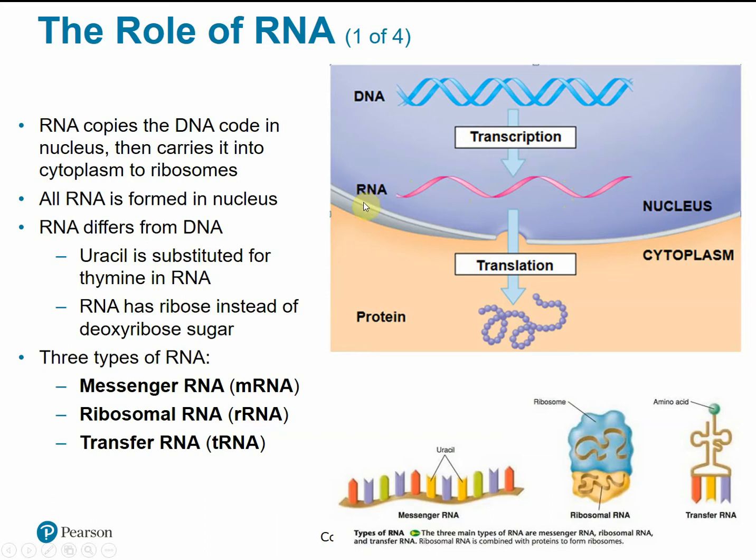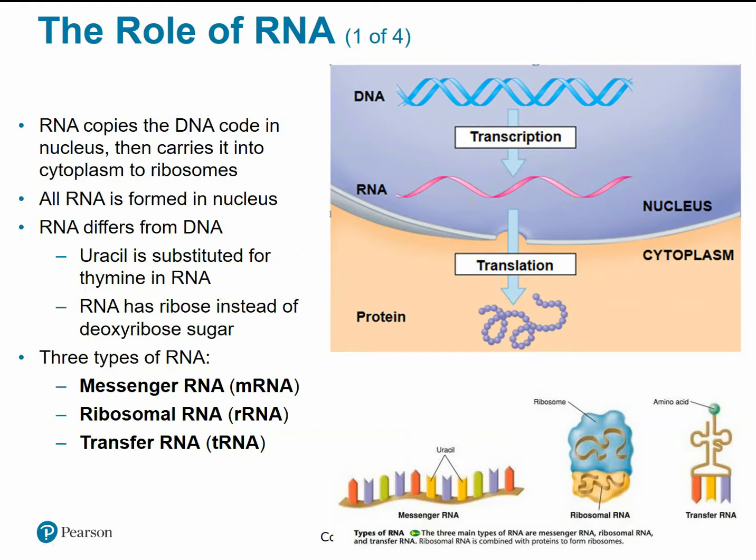Another difference between RNA and DNA is RNA uses uracil in the place of thymine. It's going to function exactly the same in that it will pair with adenine, but that's just one way we denote the difference between DNA and RNA: the uracil replacing the thymine. RNA has ribose sugar instead of deoxyribose.